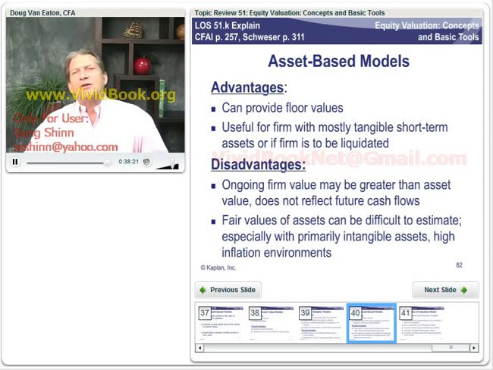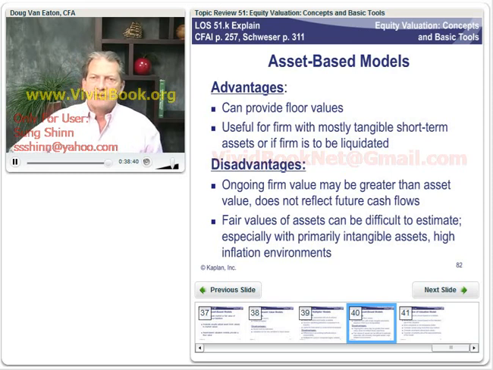We've got the accounting values, we've got the book values, but what's the real market value of the firm's assets? That can be difficult to estimate, especially if we have intangible assets, patents and trademarks and things like this, or in a high inflation environment. Those fair values are hard to get at as well.